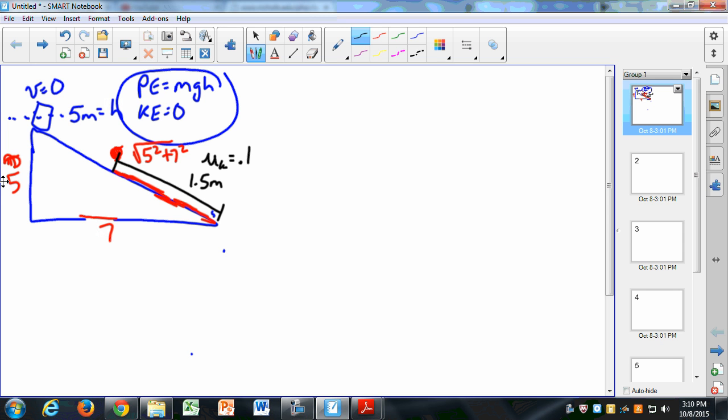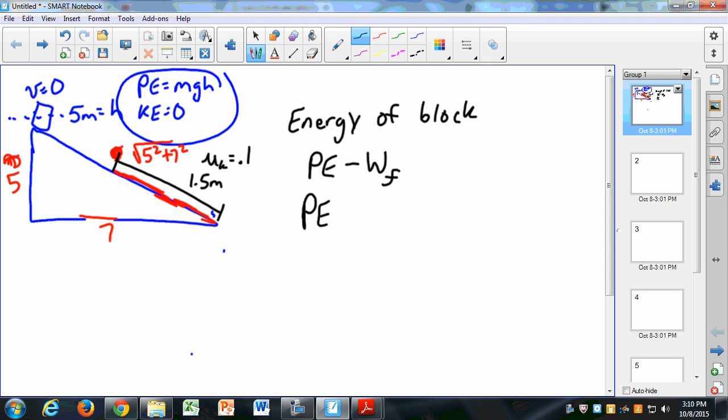So the energy of the block will equal the potential energy minus the work done by the friction, because that energy is lost. I can figure out the work done by the friction: it's just going to be the kinetic frictional force times the distance. And that'll equal the total energy at the bottom.